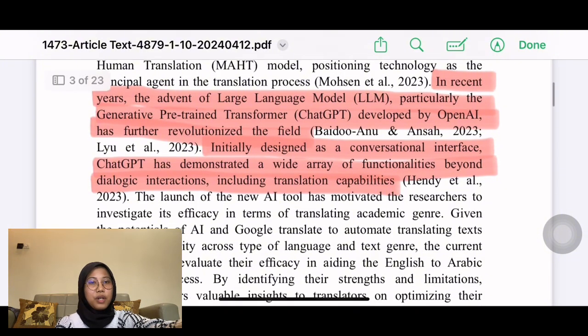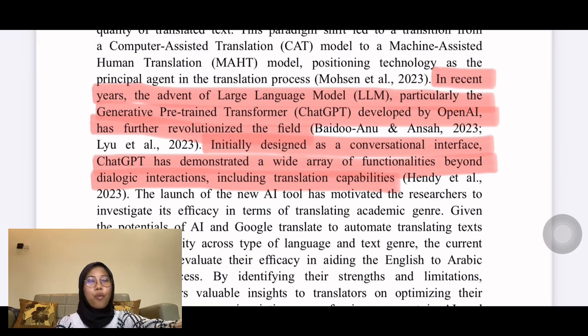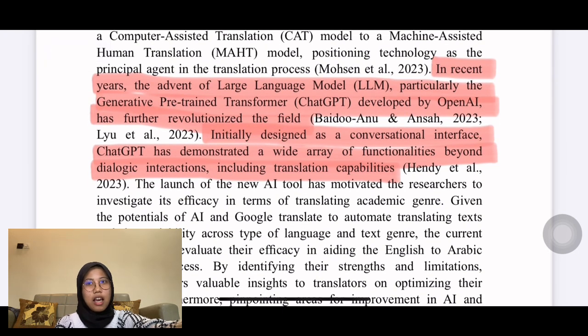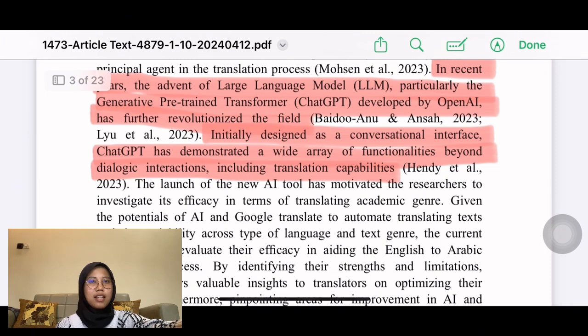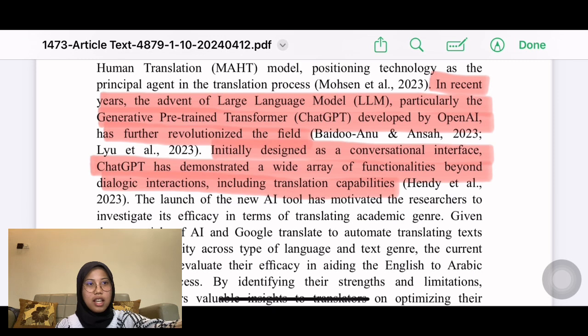Okay, this is categorized as research gap because the research gap highlights what has not yet been fully studied. Here, the author introduced a new development, ChatGPT, but implies that even though it has shown translation capabilities, its performance in academic translation, especially between English and Arabic, has not yet been fully examined. So this part is research gap because it presents what is missing or underexplored in current research.